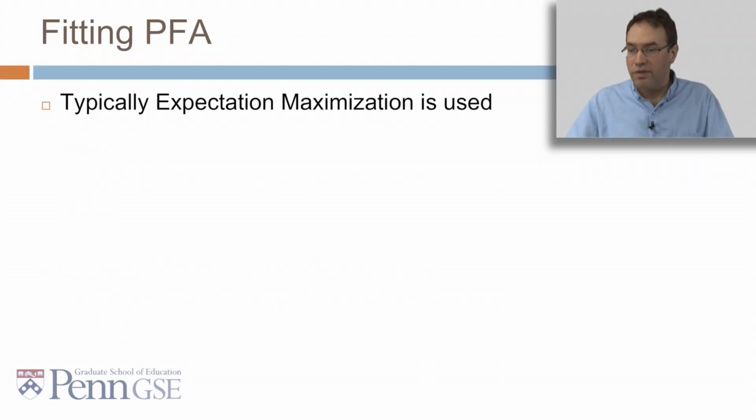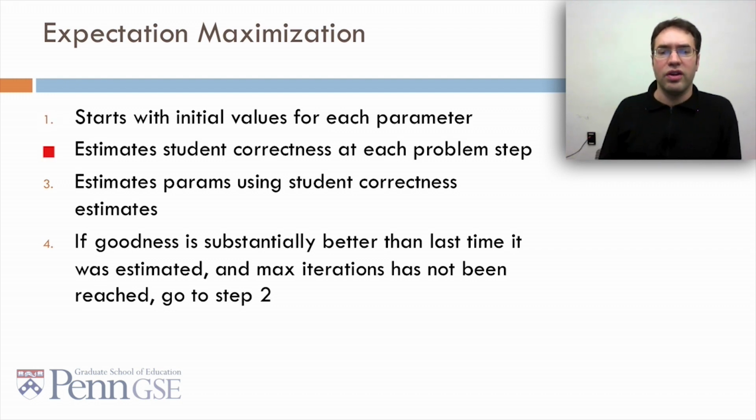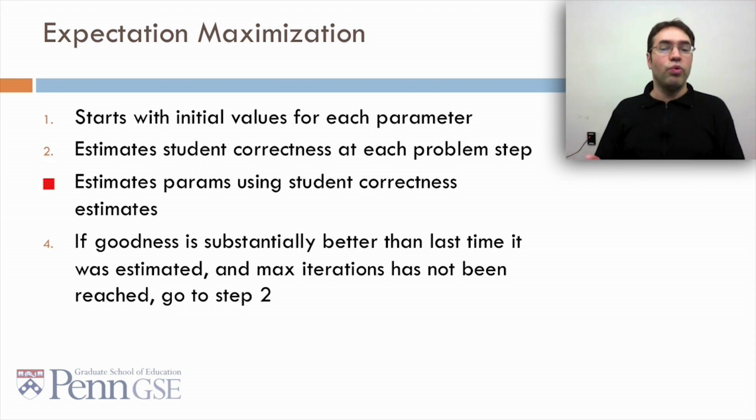So, how do we fit PFA? Unlike BKT, where there are several alternatives that people consider, typically for PFA, just expectation maximization is used. It's pretty simple. First, we start with initial values for each parameter, which are typically arbitrary. We then estimate student correctness at each problem step or item based on those values. We then re-estimate the parameters using the student correctness estimate.